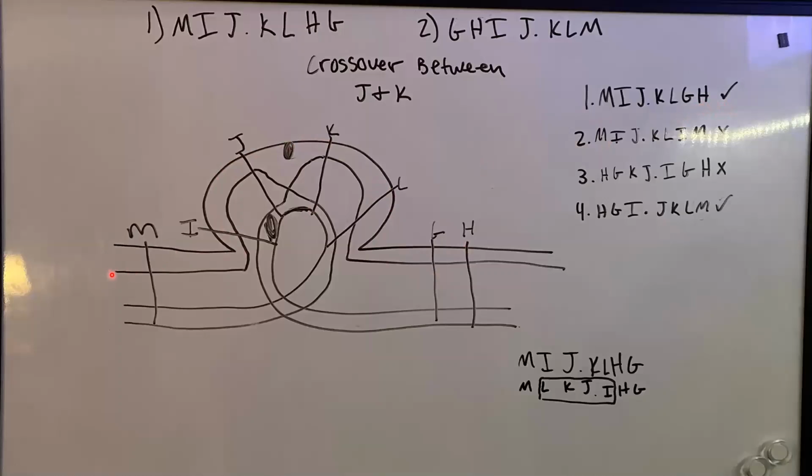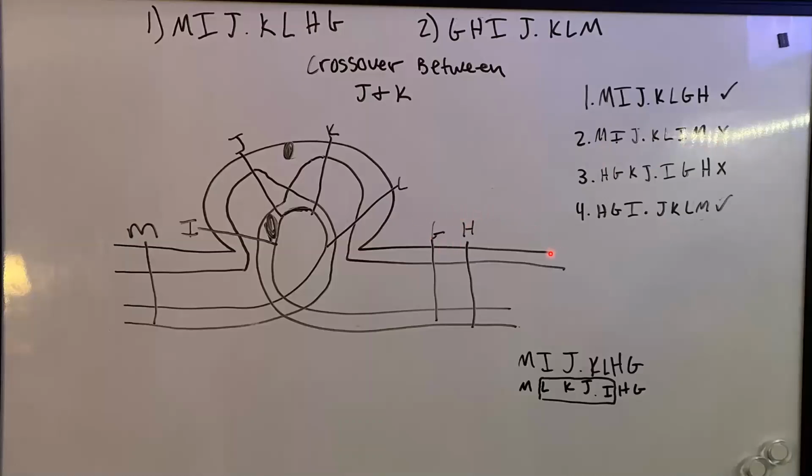So then we're going to take our second path, which is M, I, J, and we have our crossover in the centromere, K, L, swing back around and have I and M. And then when we look at that chromatid, we see that that is not a viable gamete because the I and M were duplicated and we are missing G and H.